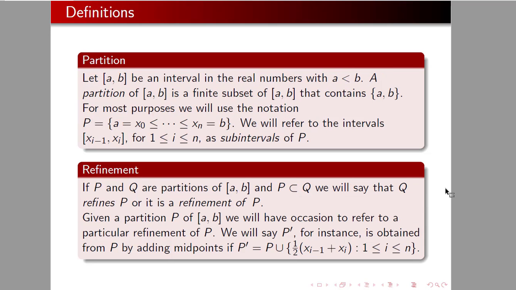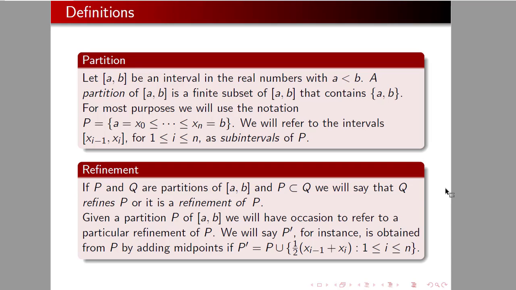Now here we have some more definitions. I'm going to define a partition. Okay, so we're going to start out with a closed interval from a to b in the set of real numbers. We're going to assume that a is strictly less than b, so that this isn't just a point or the empty set. A partition of the closed interval [a,b] is a finite subset of the closed interval [a,b] that contains the set of points a and b.